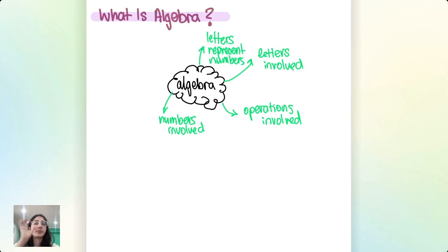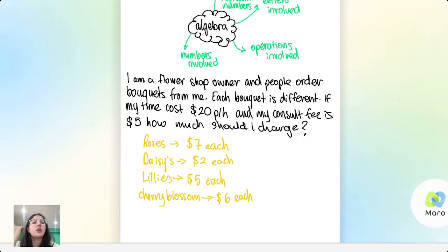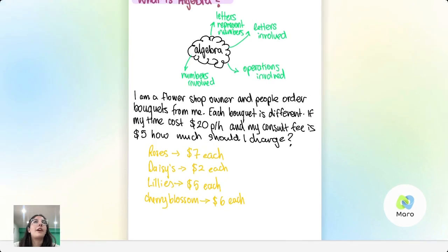Now, we're going to learn it through a scenario. So let's look at this scenario. I'm a flower shop owner and people order bouquets of flowers from me. Each bouquet is different. That's the important part I want you guys to take note of. Every single bouquet is different. If my time is $20 per hour, my consult fee, so when I call someone on the phone, is $5 per hour. How much should I charge if every rose is $7, every daisy is $2, every lily is $5, and every cherry blossom is $6?